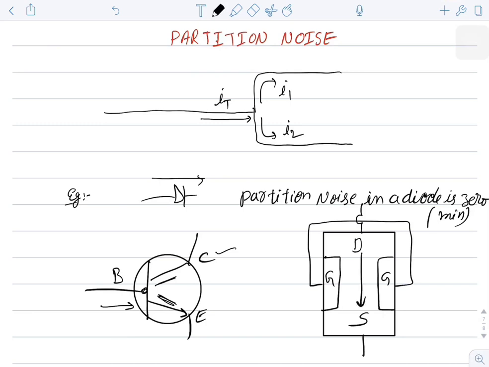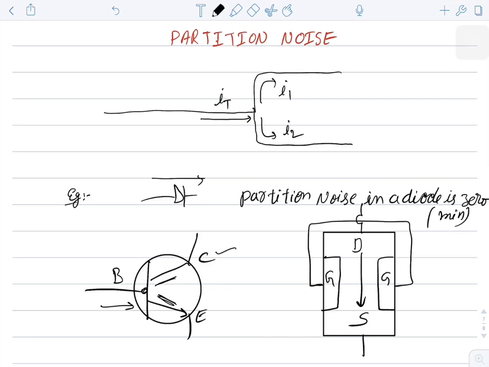And the current flow is from drain to source, or else source through drain, depending upon the biasing. In this case, the path is only one. As a result, the partition noise in a field effect transistor is less when compared to bipolar junction transistor.